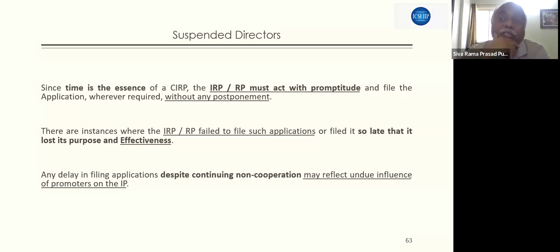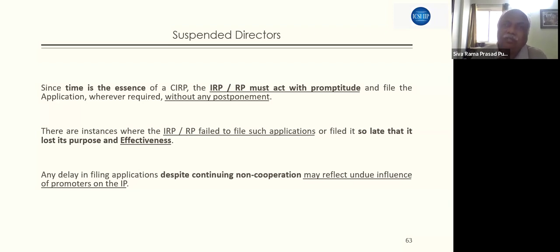The IRP or RP must act with promptitude. If he is sitting idle because someone is not supporting, and later says, sorry, he is not supporting, that is not acceptable. Once the regulation is there, once the CDs are not cooperating, immediately escalate the issue to the appropriate authority, that is the adjudicating authority, and file the application wherever required without any postponement.